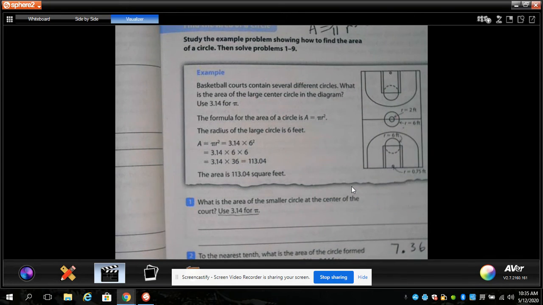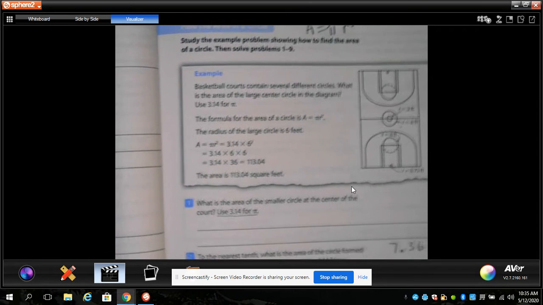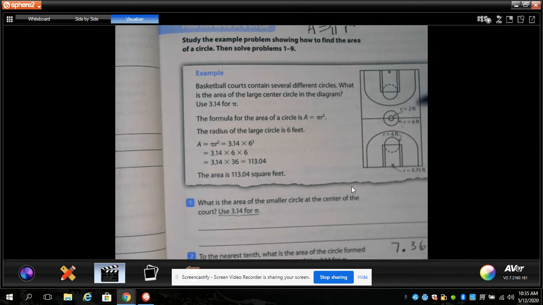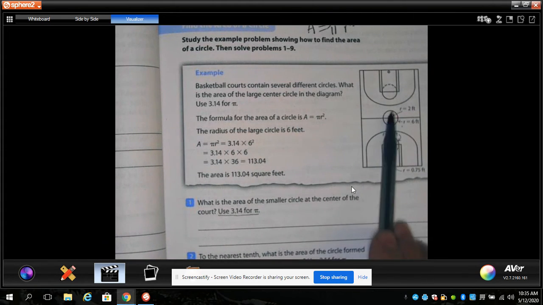Looking at the example, we've got a basketball court with obviously numerous circles on it. The basketball court contains several different circles. What is the area of the large center circle in the diagram? Mainly just make sure that you understand what circle they're talking about. Here, they're talking about the larger circle in the center with the radius of 6 feet.